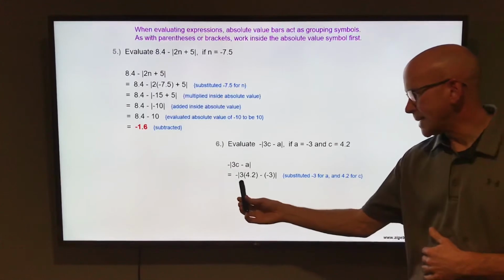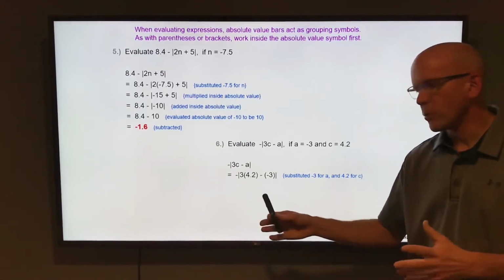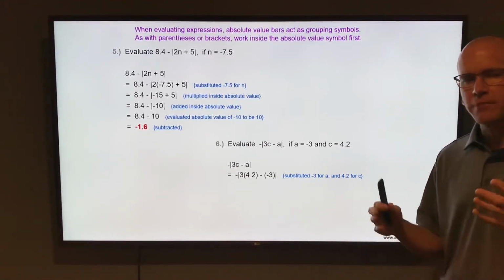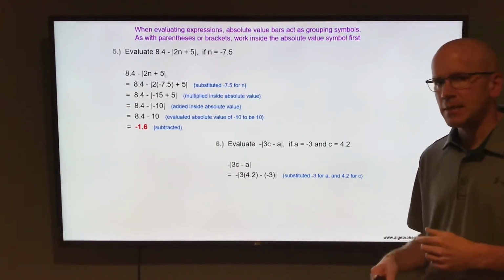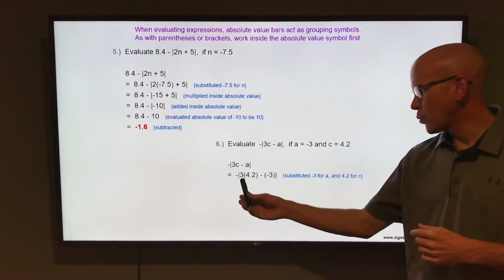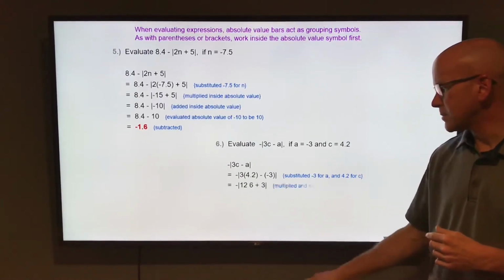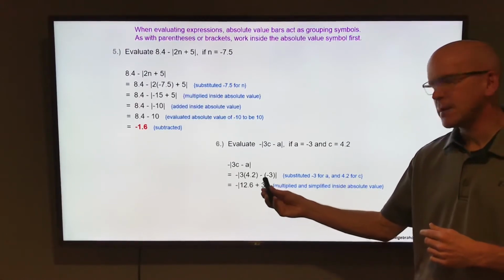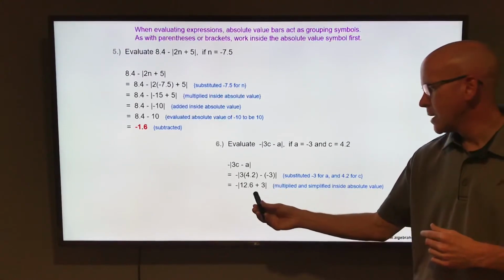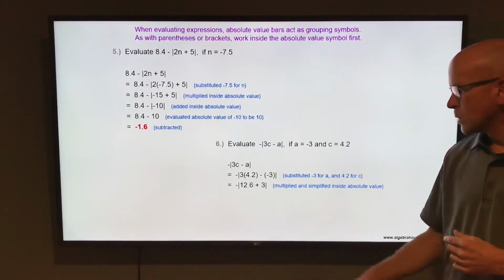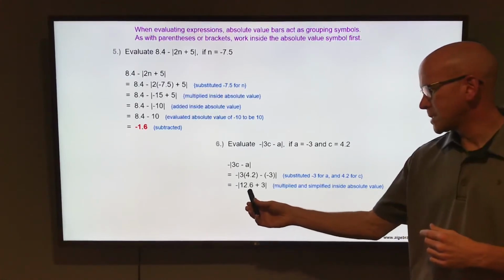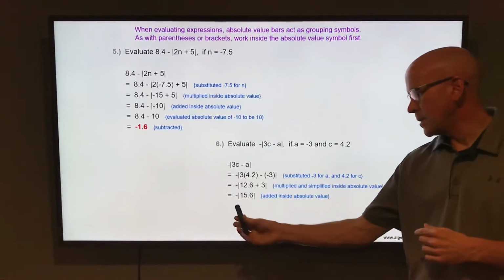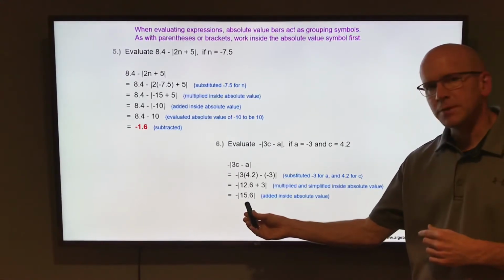We want to work inside the absolute value sign before we do anything else. And then once you're inside the absolute value sign, you are following the order of operations inside the absolute value sign. So take 3 times 4.2 inside the absolute value sign, it'd be 12.6. And then minus a negative 3, two negative signs back to back, that does make a positive. That would be a plus 3. So inside the absolute value sign, we have 12.6 plus 3. That would be 15.6. So we're looking at the negative of the absolute value of 15.6.